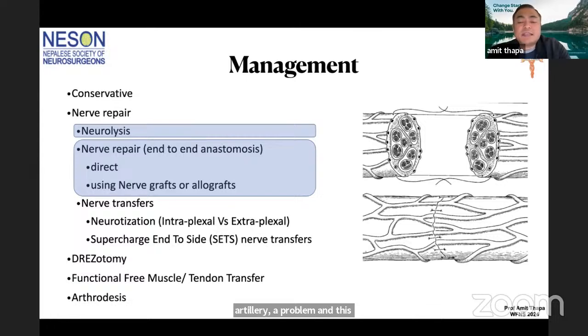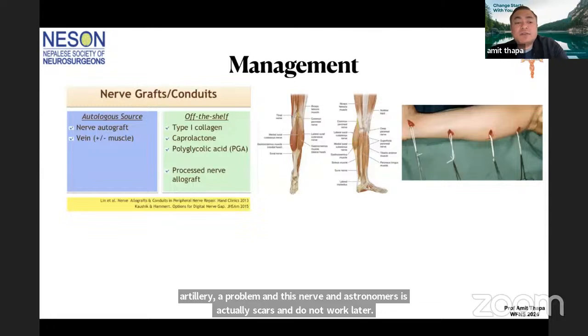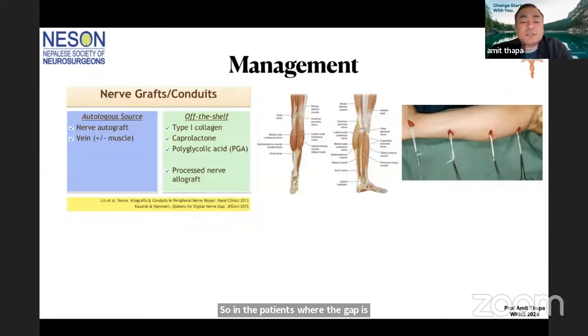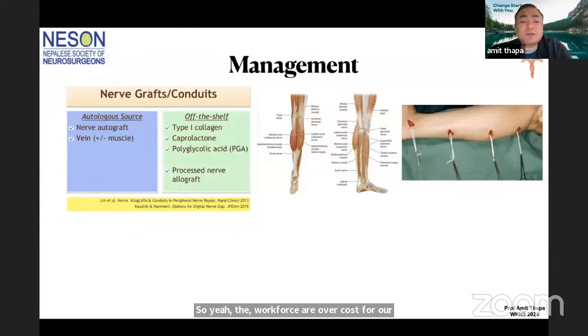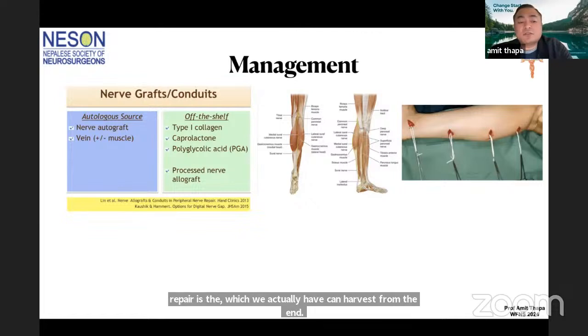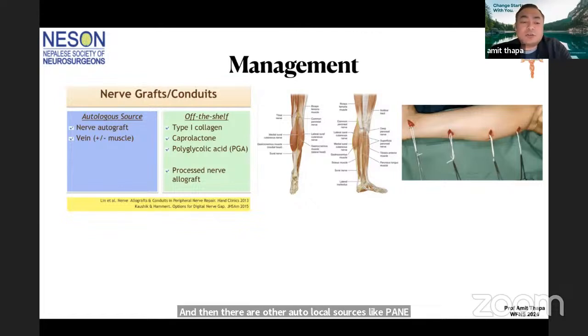So in the patients where the gap is more, we can use an autograft, which is usually used in an autologous manner. Here the major workhorse for our nerve injury repair is the sural nerve, which we can harvest from the lower limb. And then there are other autologous sources like vein and also the vein muscle complex, which has not been shown to be that beneficial, but if the defect is large, then we can use it.